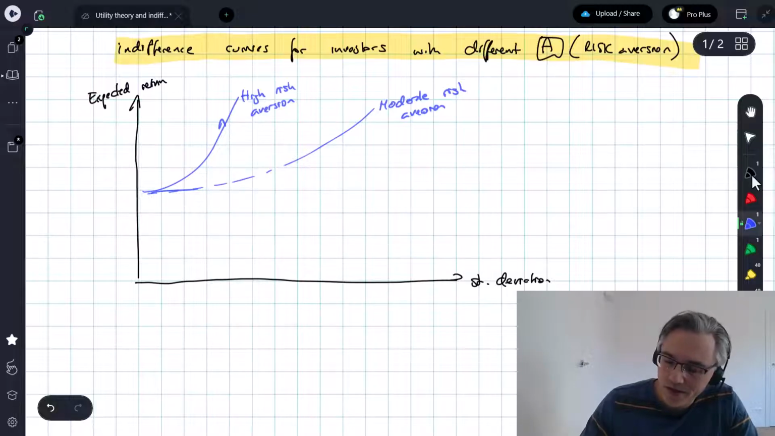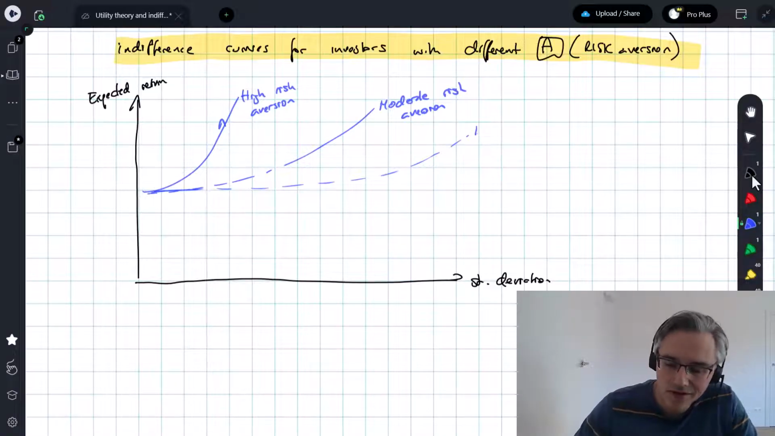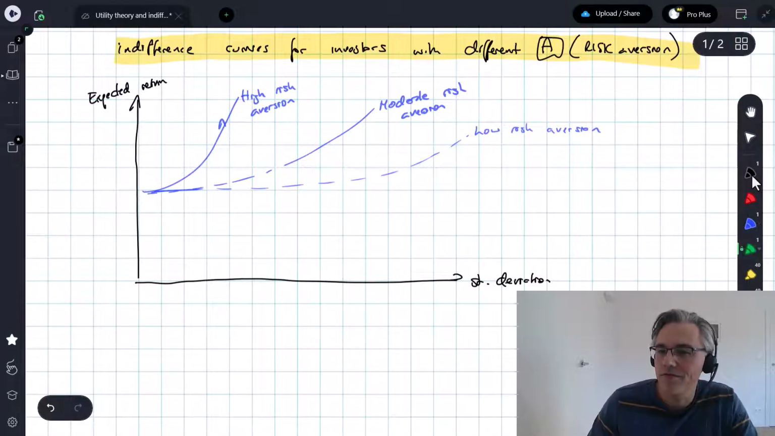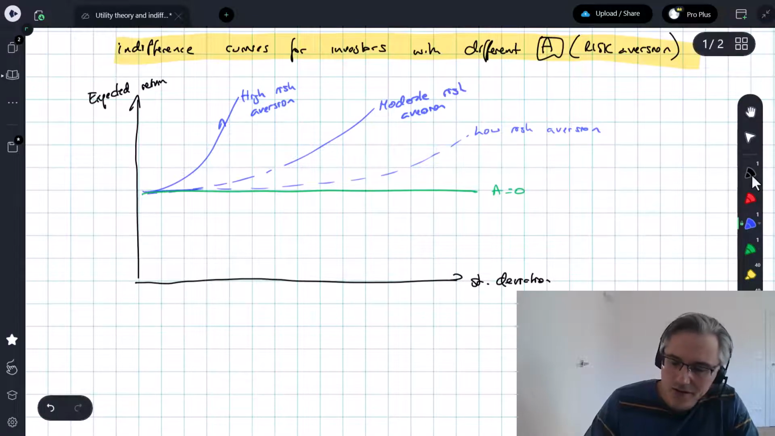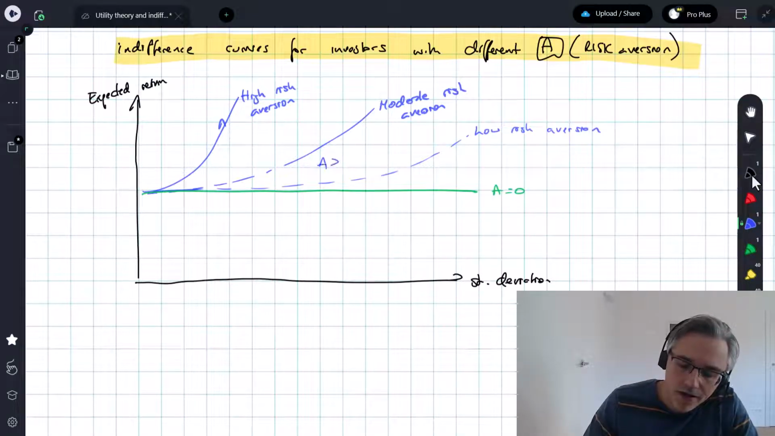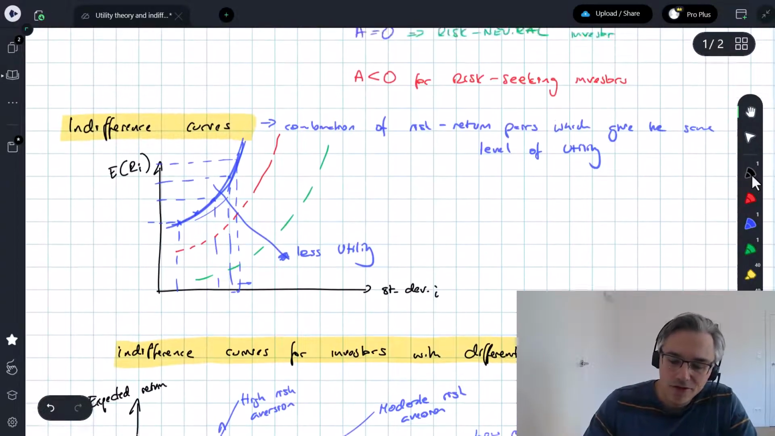Now, this is yet another risk-averse investor, but even less so. So this is low risk aversion, which is not the same as negative or zero. Now, zero would be like this. This is somebody who has an A parameter equal to zero. So all the ones in blue over there have A higher than zero. It's just a question of how much.